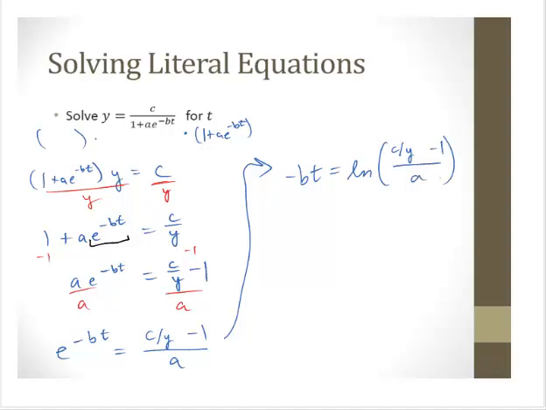And finally, to isolate the t, I'll divide through by negative b. t is equal to the natural log of c over y minus 1 over a, and that whole thing is being divided by negative b.